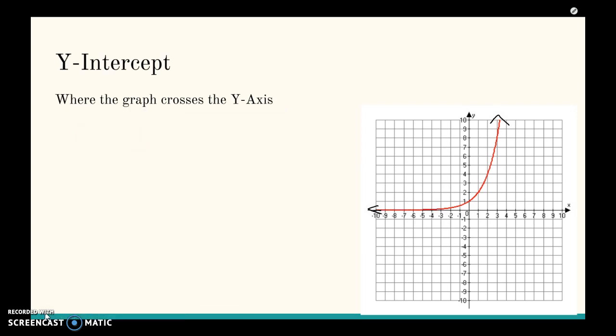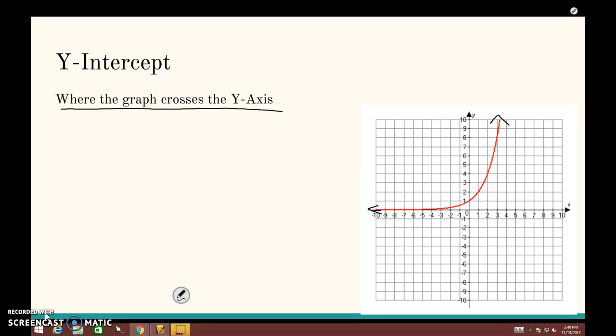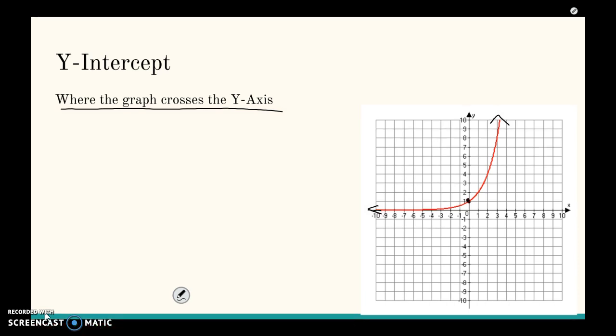All right, so y-intercept is going to be where the graph crosses the y-axis. So go ahead and write that down underneath your definition, where the graph crosses the y-axis. Now, every problem is going to have a y-intercept. It's not like the x-intercept. The x-intercept is only going to have values where it crosses the x-axis, and sometimes it won't have those values. But you're going to notice that problems will always cross the y-axis somewhere.